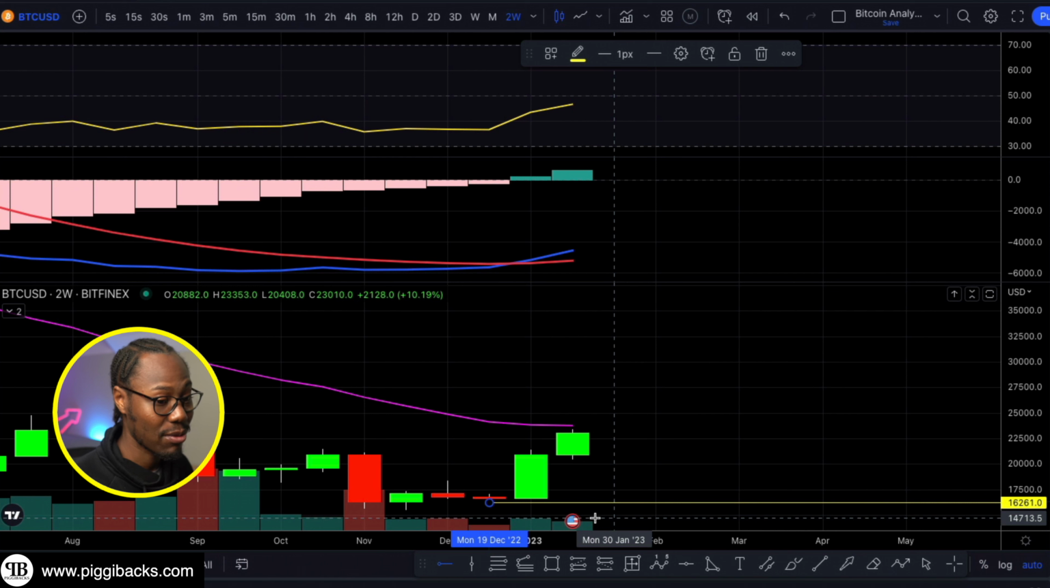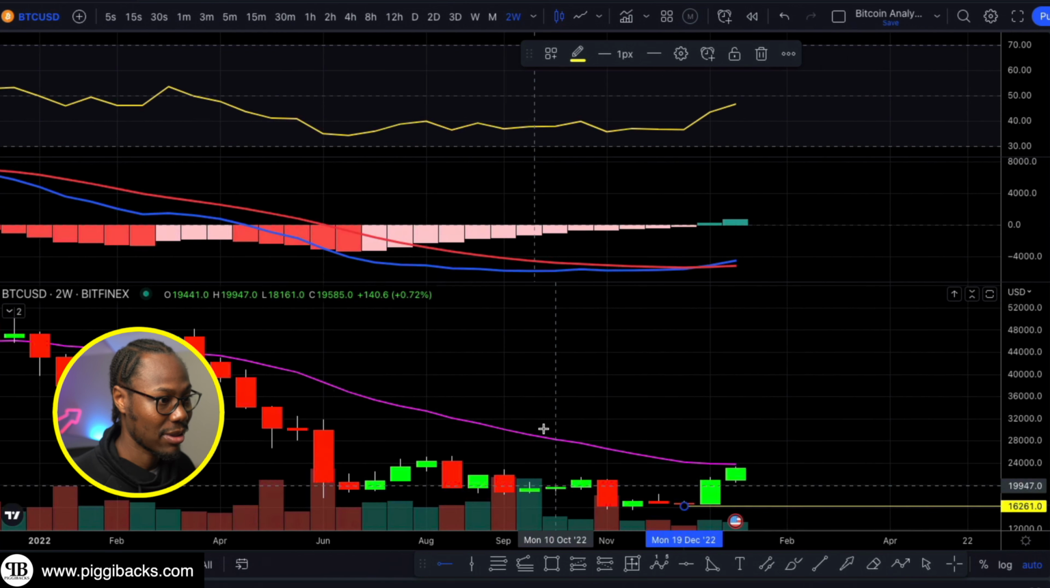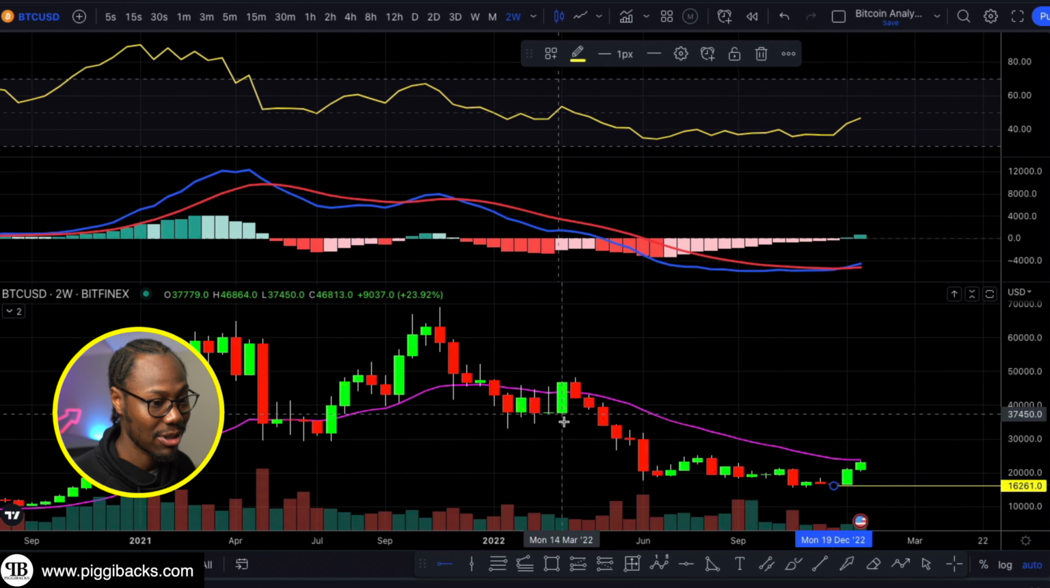However, if the price remains above $16,261 and continues and breaks through this 21 EMA on a 2-week time frame and remains above it, there would be a high probability that the bull run is starting and Bitcoin will be on an uptrend in the next months and potentially a year or two. So this is a very important signal to look out for.